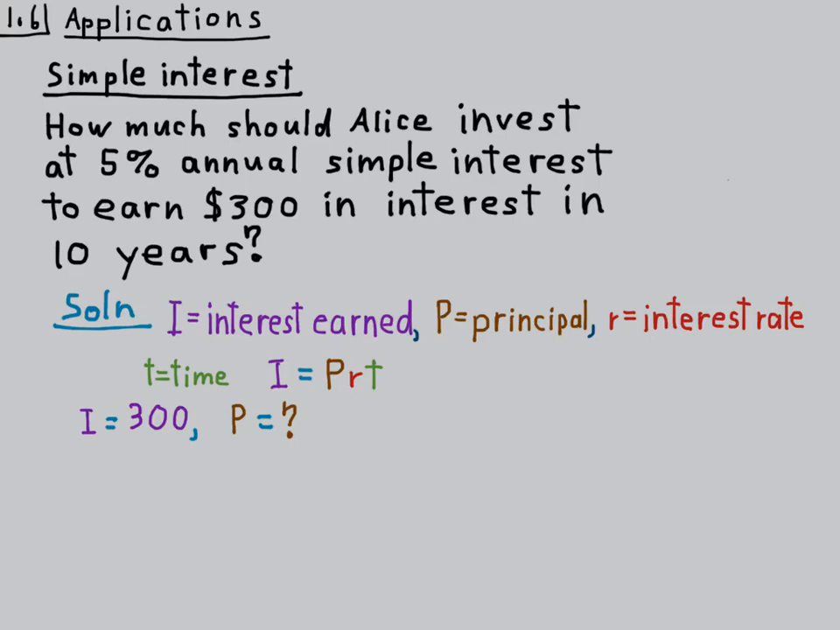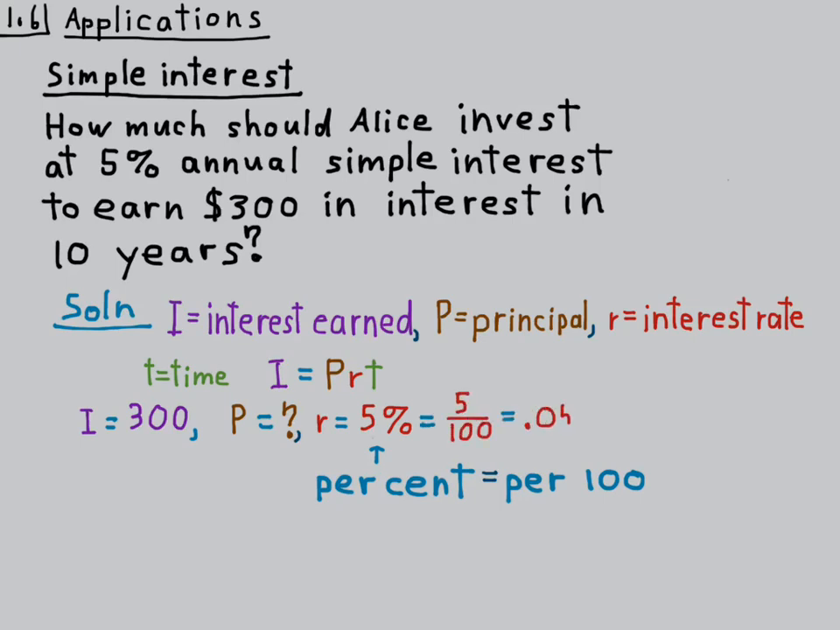The rate is 5% annual interest. Remember, per means divide, and percent means per 100. It's like 100 cents in a dollar, right? Cent, 100. So it's 5 per 100, so 5 over 100 is the simple interest rate. Dividing by 100 just means move the decimal point 2 places to the left. So that's going to be 0.05 is your rate, not 5. Okay, be very careful of that.